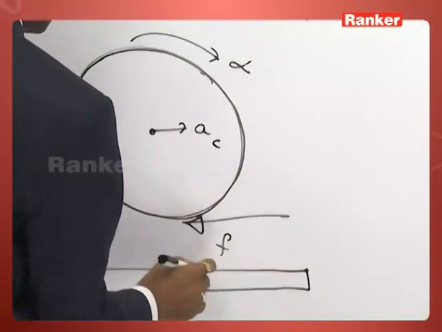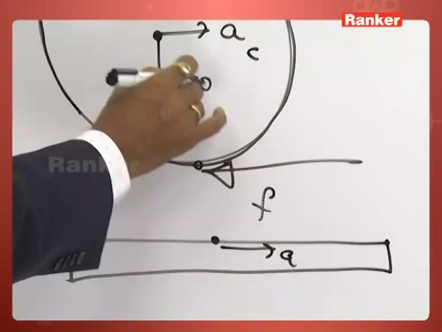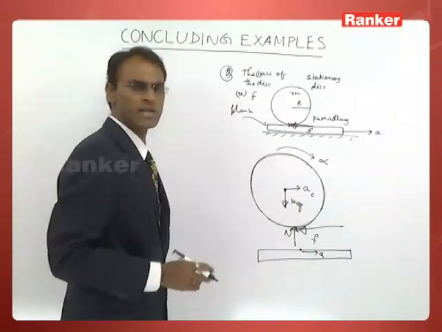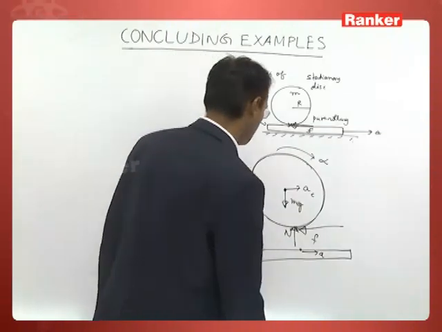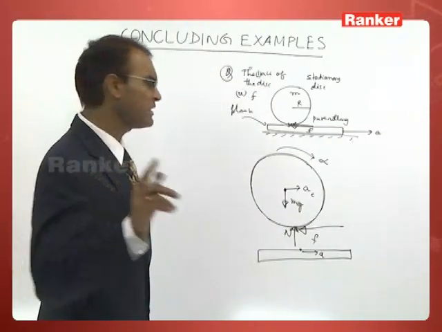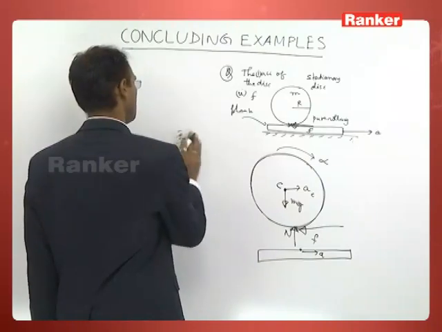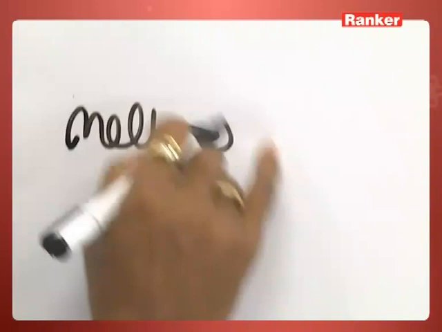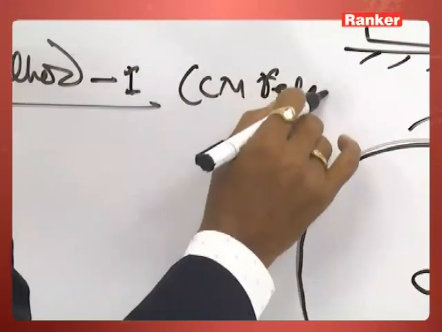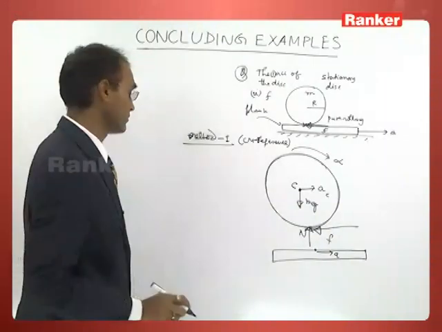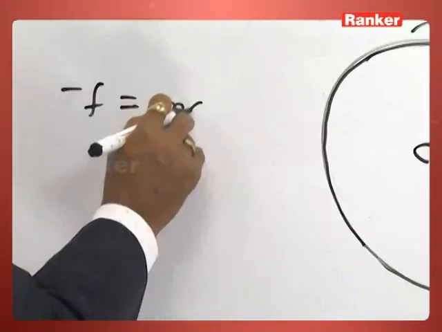This point acceleration is equal to A. Apart from this, we have the gravity and normal reaction acting on the disk. The normal reaction and gravity, they pass through this point, cannot produce any torque. We are following the basic principle, the center of mass method. Method 1, center of mass reference. Write the equation: minus F, F is in negative x direction, is equal to M into AC. Force equation.